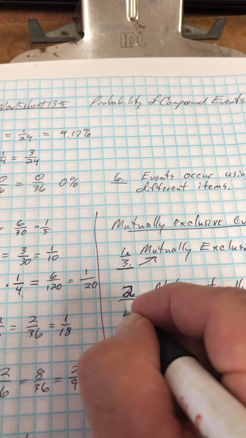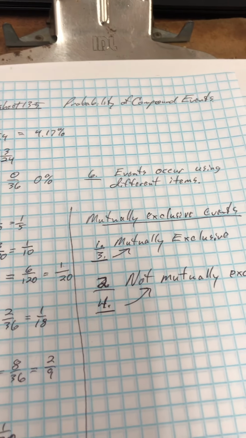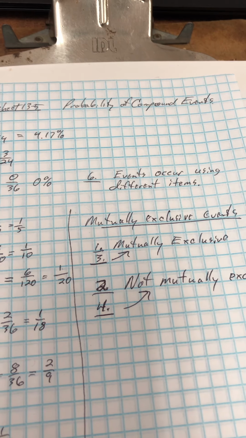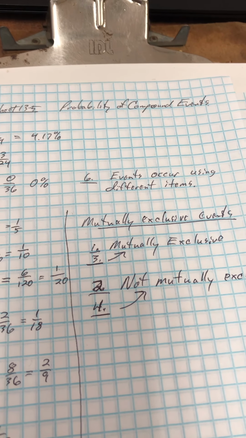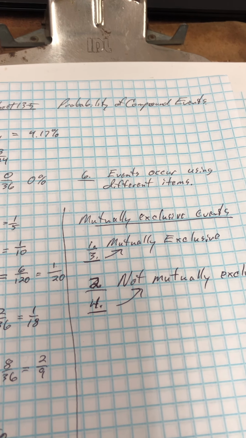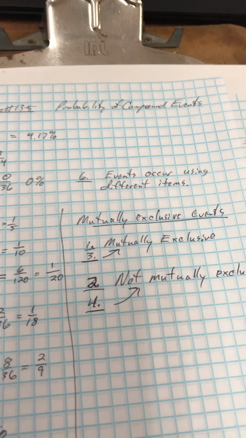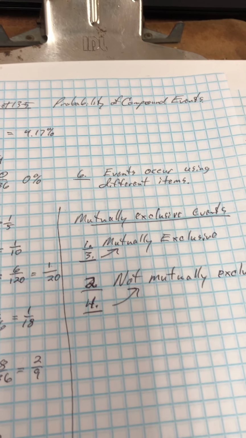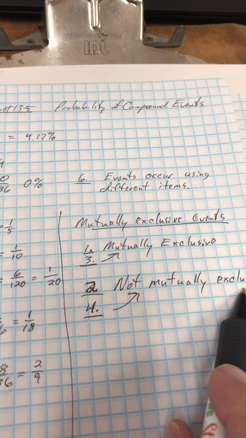And number 4, to give you another example of not mutually exclusive, a box of chocolates contains 6 milk chocolates and 4 dark chocolates. 2 of the milk chocolates and 3 of the dark chocolates have peanuts inside. You randomly select and eat a chocolate. It is a milk chocolate or it has no peanuts inside. That's another example of not mutually exclusive.